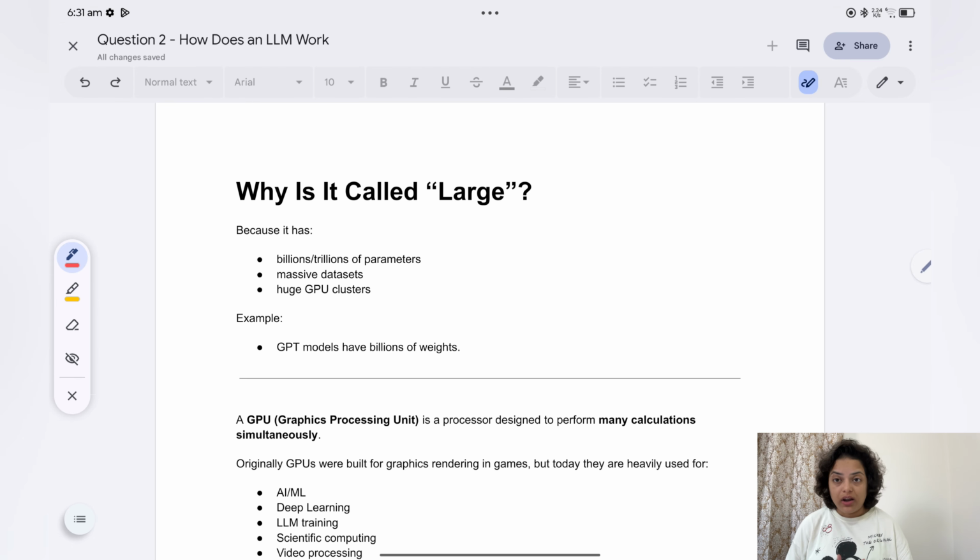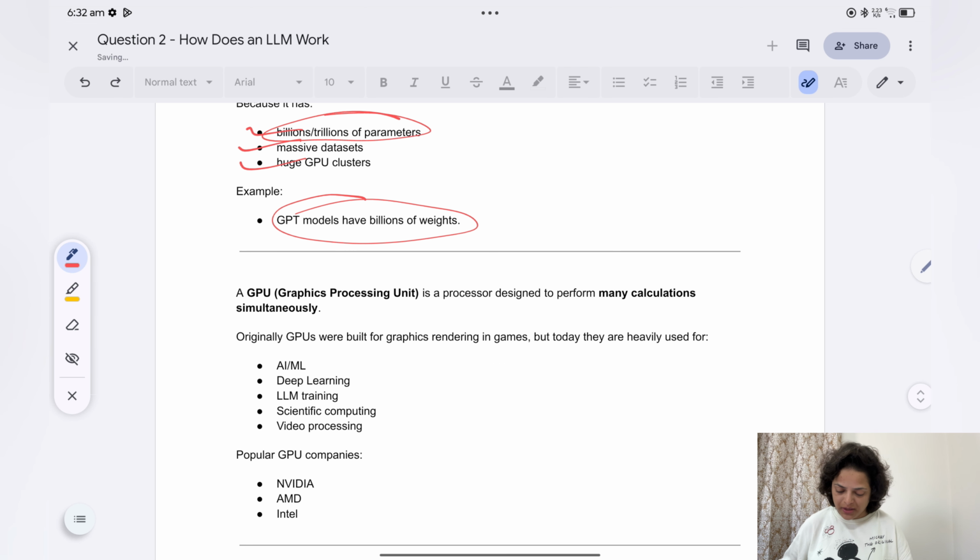Now why is it called large? Large language model, LLM. Large means it has billions or trillions of parameters. This is the one thing, parameters. Then second is massive data sets and huge GPU clusters. Now what is a GPU here? GPT models have billions of weights. For example, OpenAI GPT that we use, they have billions of weights there.